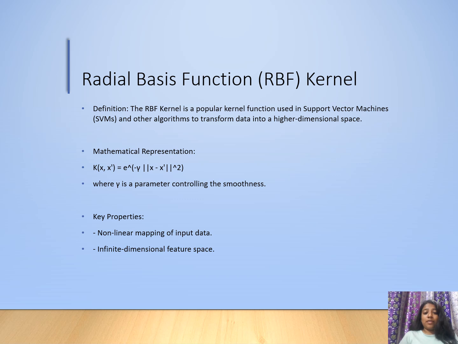The mathematical representation is e to the power of minus the squared distance between x and x prime, divided by 2 sigma square, where gamma is a parameter controlling the smoothness. Key properties are non-linear mapping of input data and an infinite dimensional feature space.